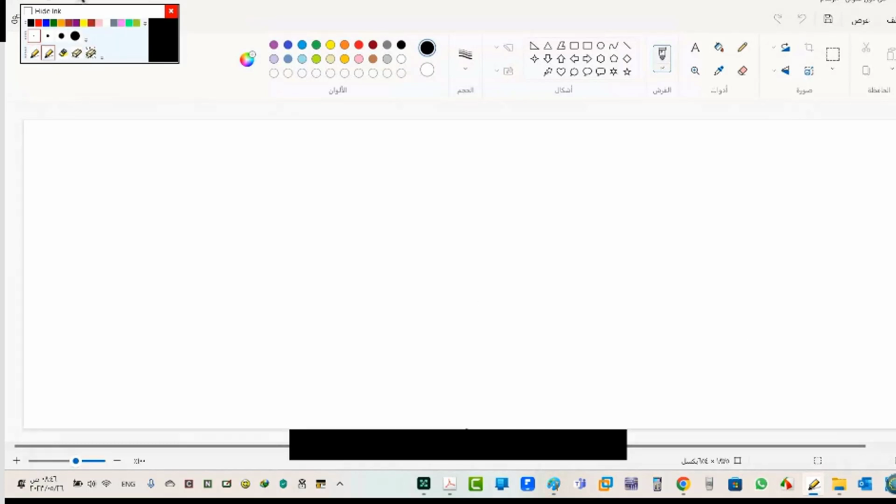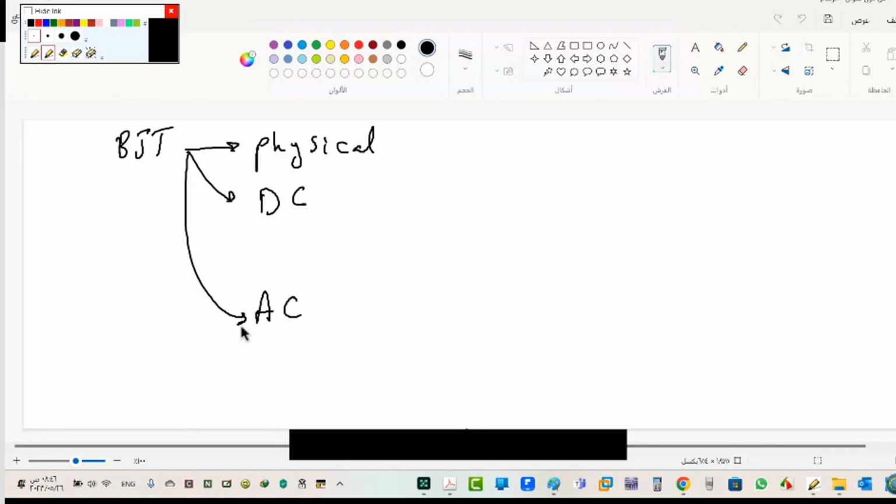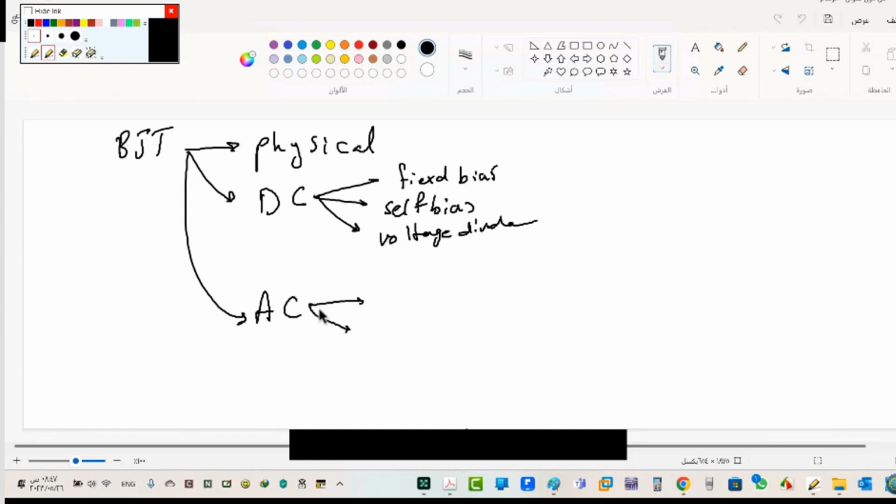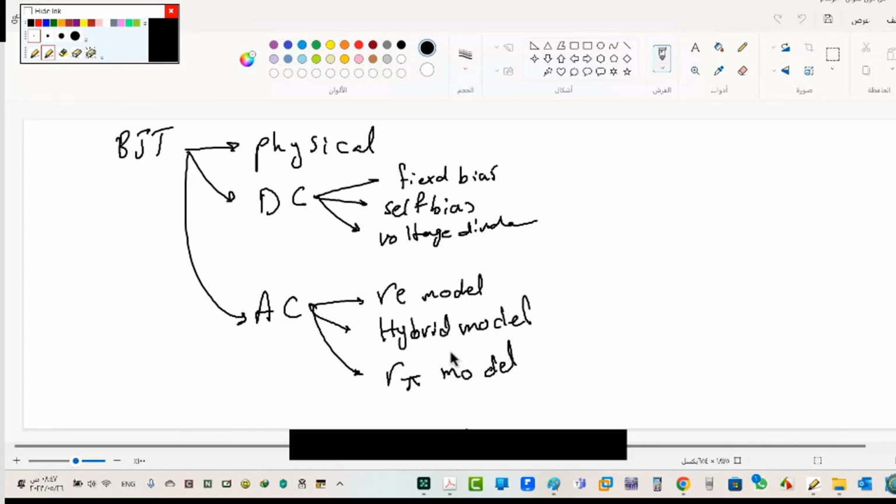Usually, when we study anything, for example BJT, we start from physical, then DC, then AC. And for DC, we studied three models: fixed bias, self bias, and voltage divider. For AC, we also studied three models: re model, hybrid model, and r-pi model.